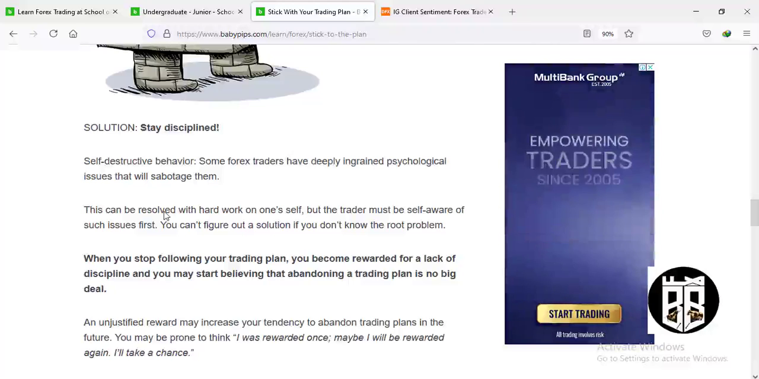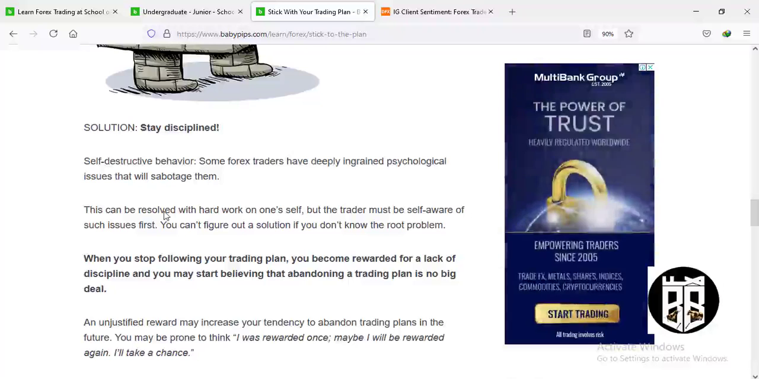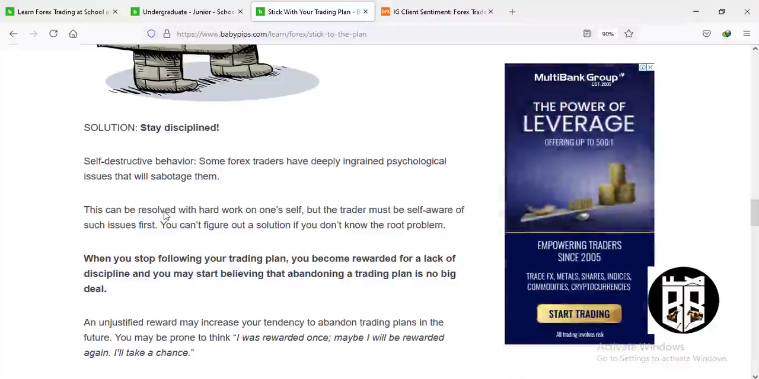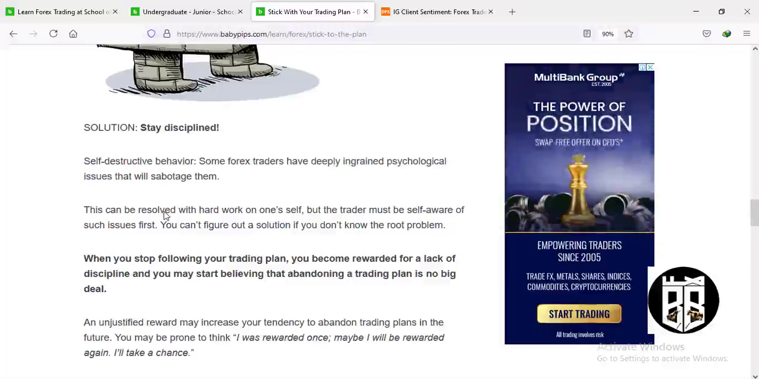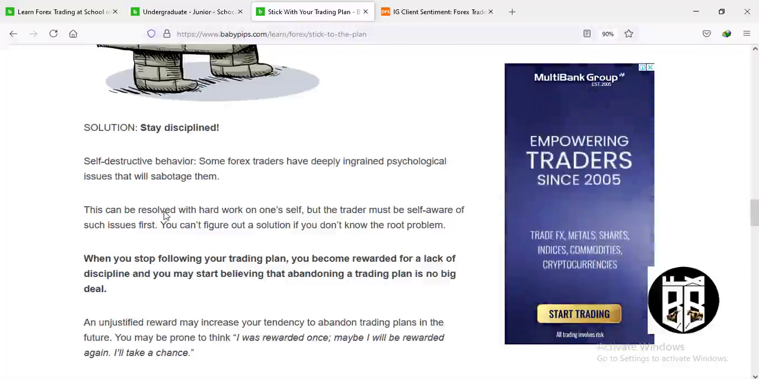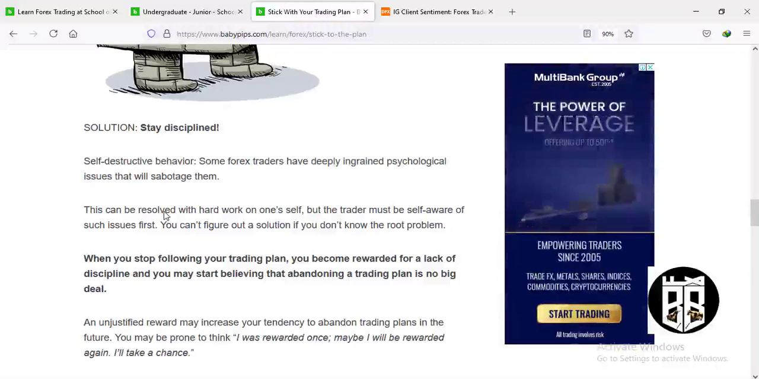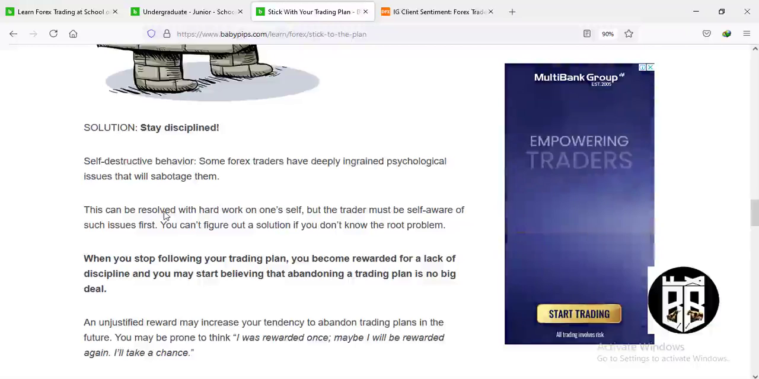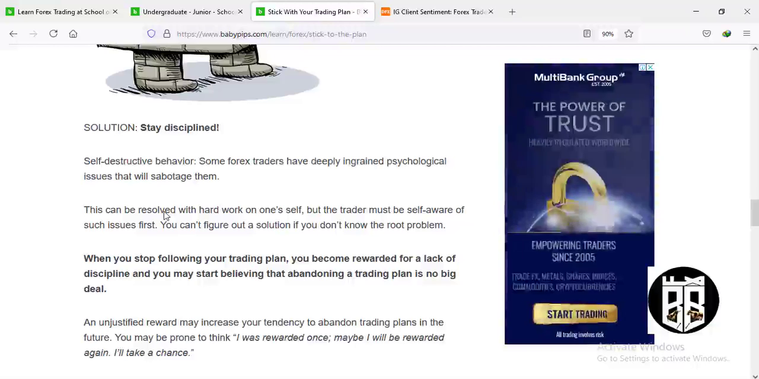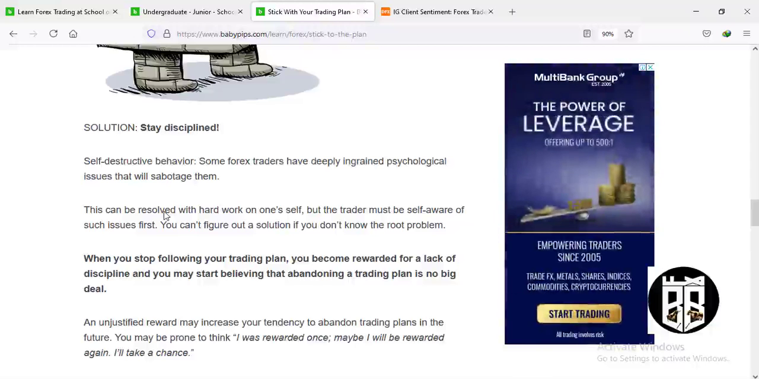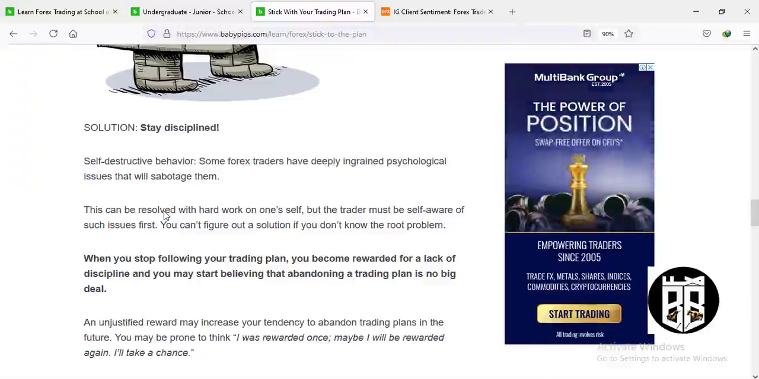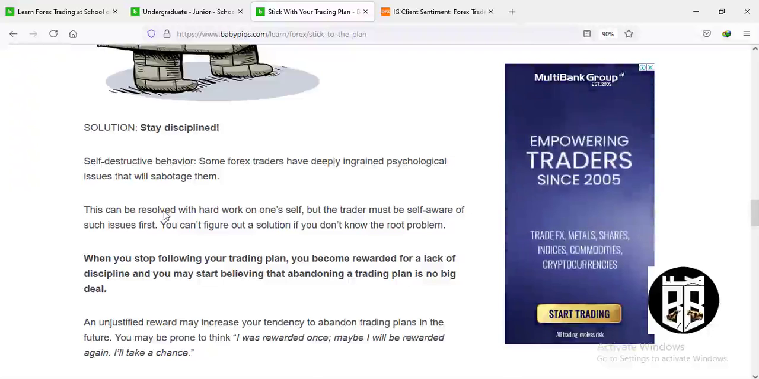Now, there are self-destructive behaviors of some forex traders, and these behaviors are deeply ingrained in their mind, and they are causing a blockade to issues that can help them. Now, this can be resolved with hard work on oneself, but the trader must be able to be aware that this is what is happening to me right now, knowing his or her position when it comes to reality thinking.